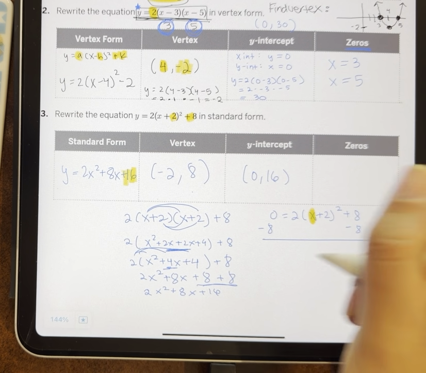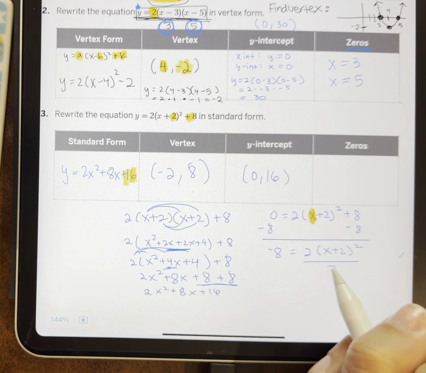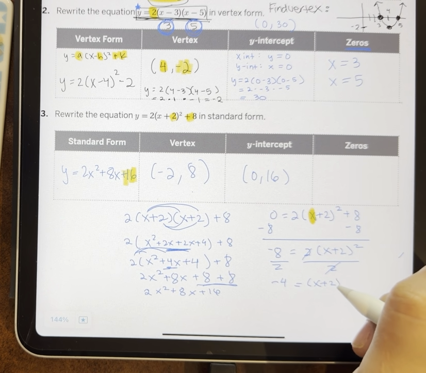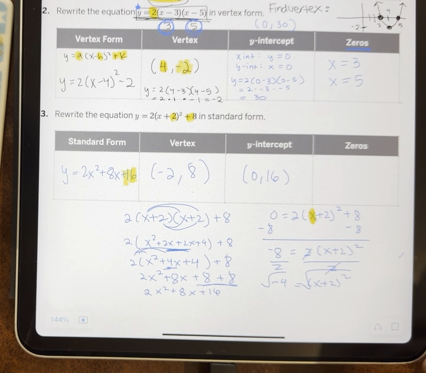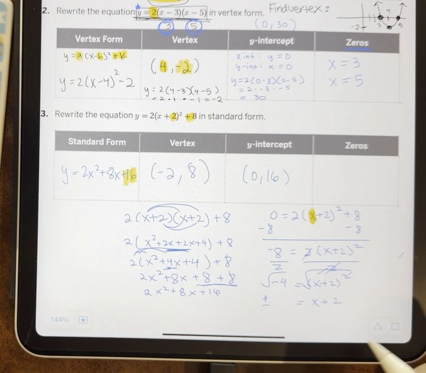Subtract the 8 on both sides. Negative 8 equals 2 times (x plus 2) squared. Now divide by 2. We get negative 4 equals (x plus 2) squared. Now we get rid of the square by taking the square root of both sides, and we get a plus or minus, and this cancels out, and it's just x plus 2 here.